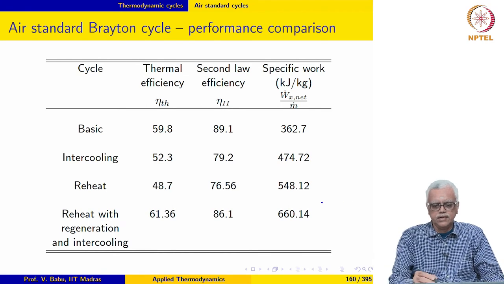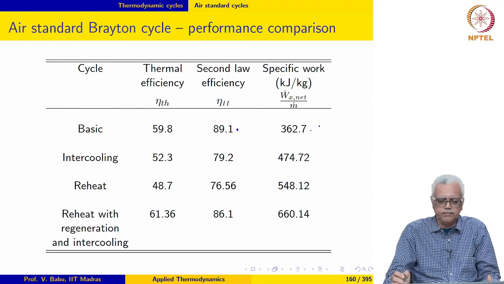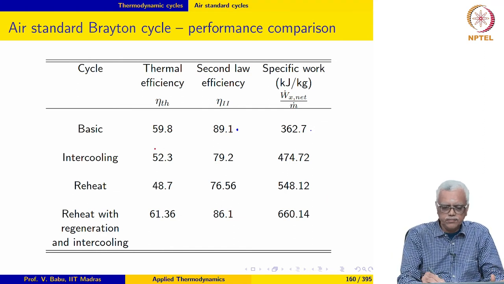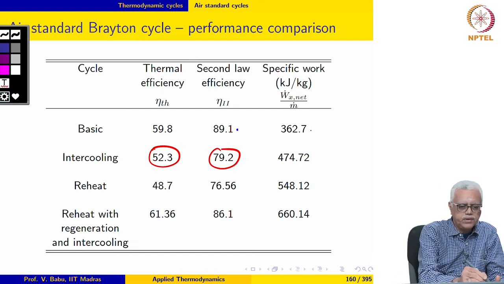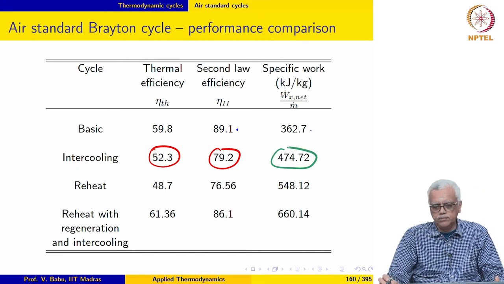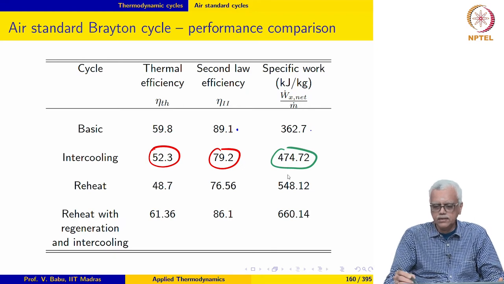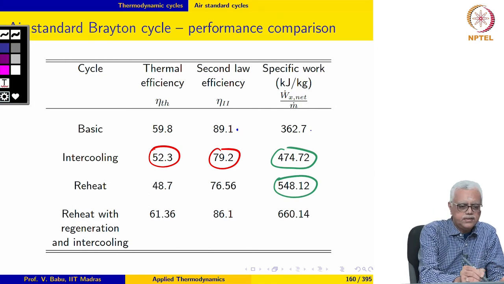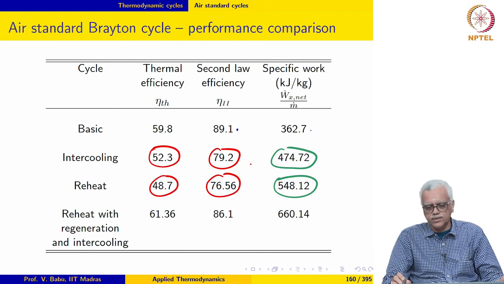So, for the basic cycle, we started out with 59.8 for first law efficiency, 89.1 for second law efficiency, and specific work was 362.7. Now, as a result of intercooling, thermal efficiency reduced, second law efficiency also reduced, but the specific power improved. Okay, so this went up. Now, with addition of reheat to the basic cycle, the specific power improves even more. However, the first law and the second law efficiency both decrease further.